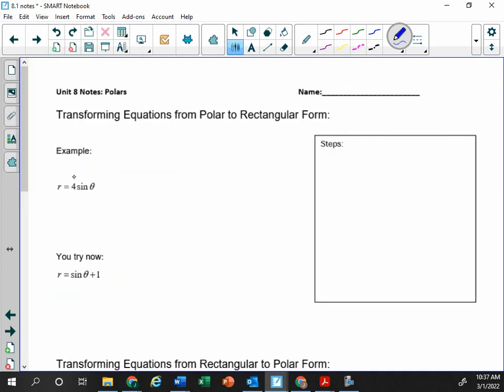Okay, let's turn the page. So we've converted points. Now we're going to actually convert full equations. So we're going to start with turning it from a polar equation to a rectangular equation. So over here, instead of steps, I'm going to cross that out and call this stuff we know.